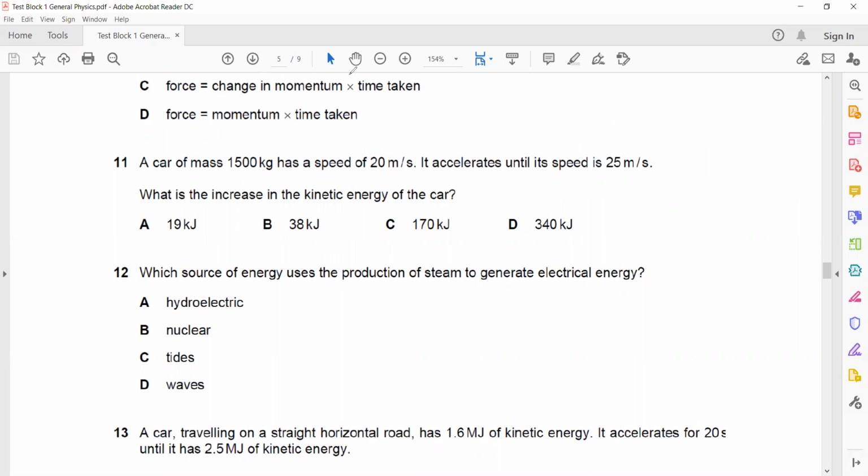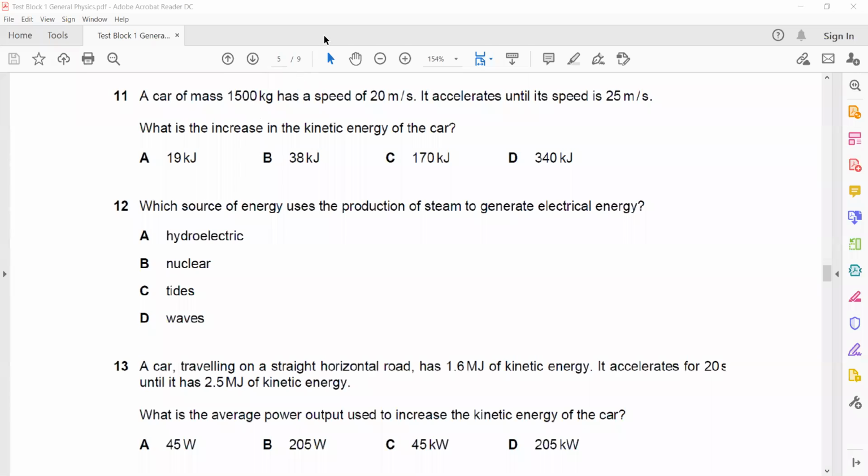Which source of energy uses the production of steam to generate electricity? Hydroelectric, just the potential energy changed to kinetic, so it does not. Tidal also does not, potential to kinetic. Wave energy, the kinetic. But nuclear energy is first converted into a nuclear reaction, fission or fusion. Normally fission is used in a power station, because it releases energy which is used to convert water into steam that rotates the turbine and produces electricity.